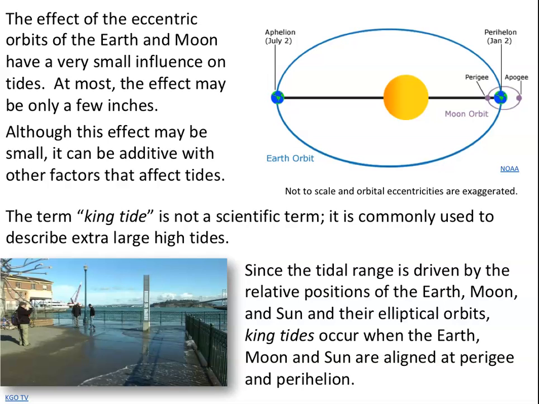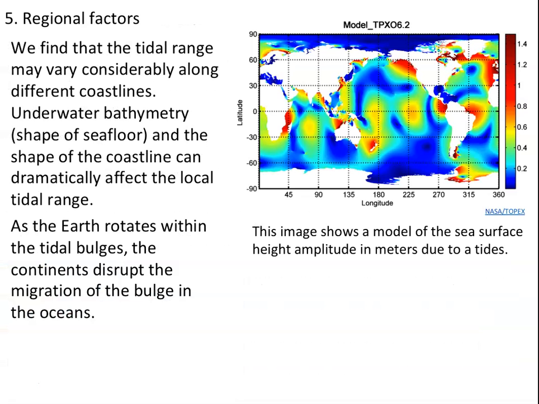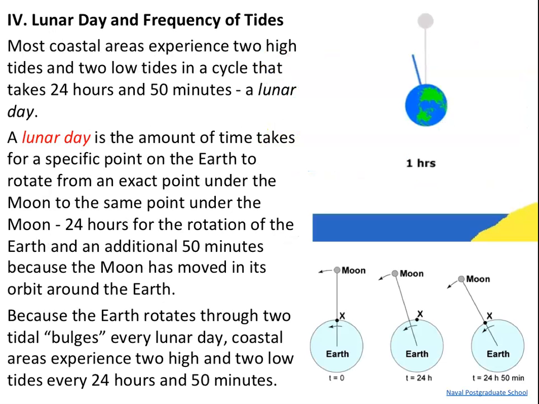It's commonly described as extra large tides, and so they're sometimes called king tides. And this is when the Earth, the Moon, and the Sun are all aligned at perigee and perihelion. So that's when you're going to see these king tides. So usually in January, and you'll have one in July. We're not worried about regional factors.